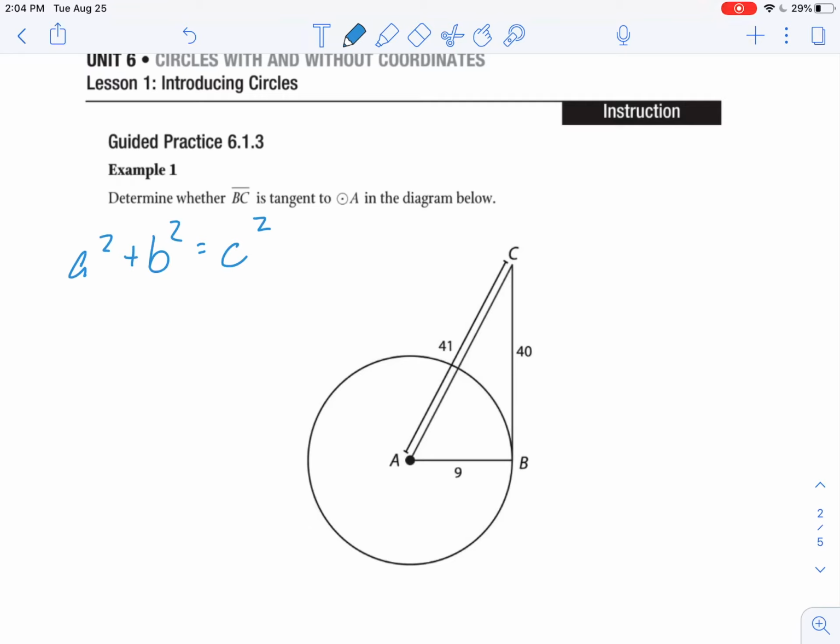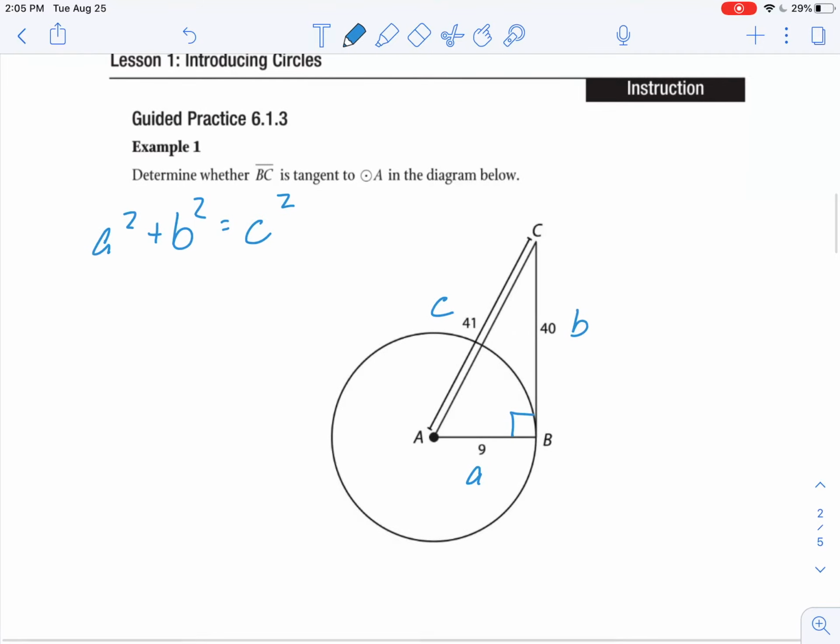Now, a and b can be arbitrary, but they have to be two of the legs. I'll call 9 a and 40 b. The hypotenuse, the side that you want to be across from the 90-degree angle, always has to be the hypotenuse. So let's see if this is true. I have 9 squared plus 40 squared equals 41 squared.